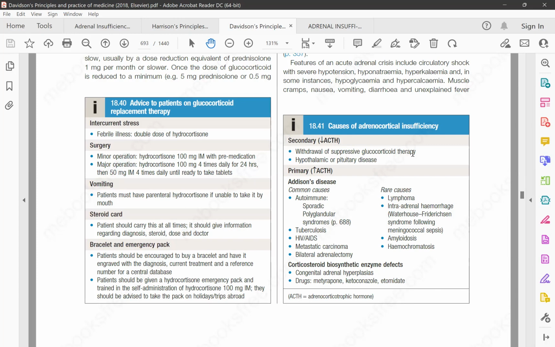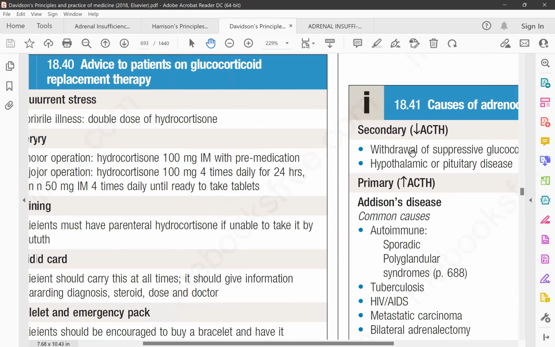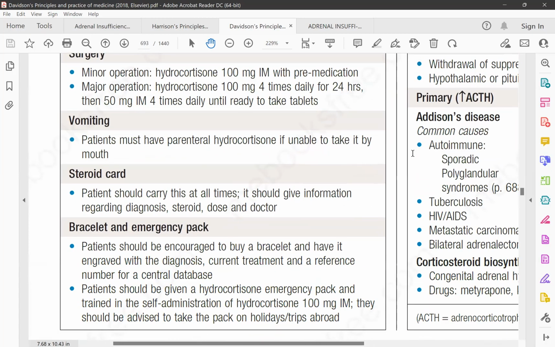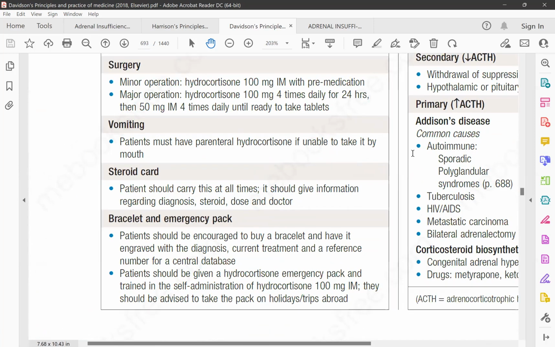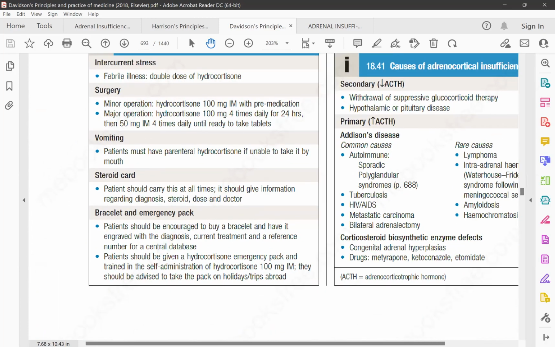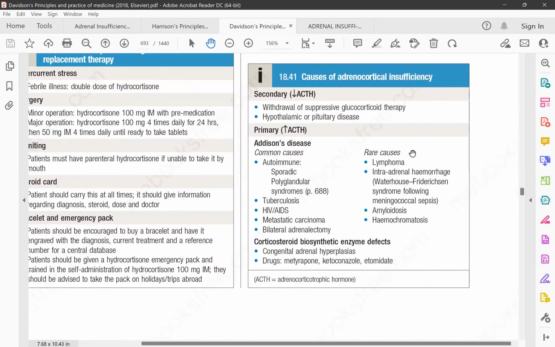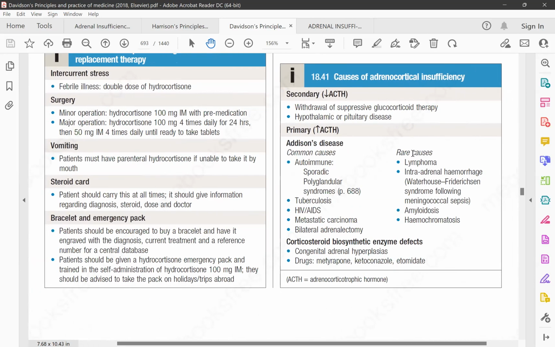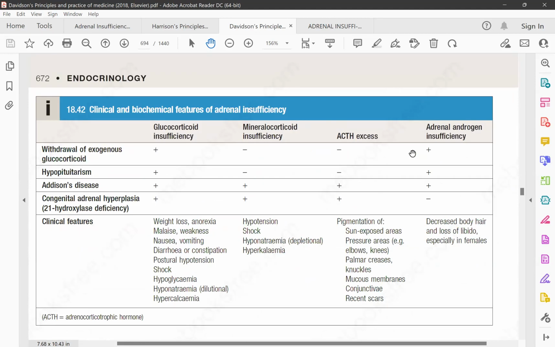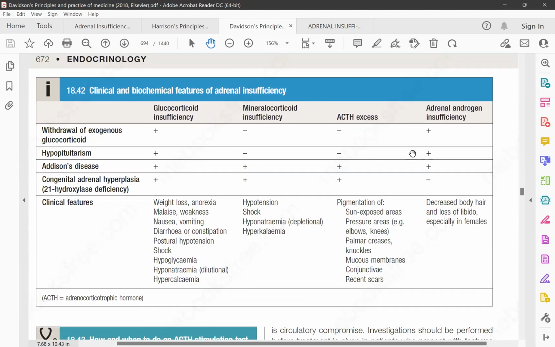Advice to the patient for glucocorticoid replacement, we have just now said, and they must have a steroid card. So we have to give them a bracelet saying that these people are adrenal deficient. In any emergency, they see the bracelet and immediately start giving fluids and hydrocortisone. So this should be a very important thing. Patients sometimes may present with prolonged vomiting, and parenteral hydrocortisone is useful in such people. This is a very important table.